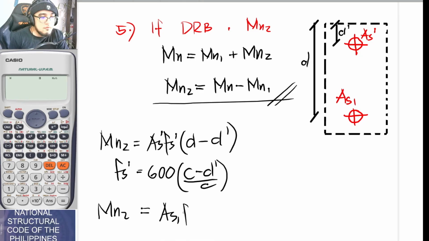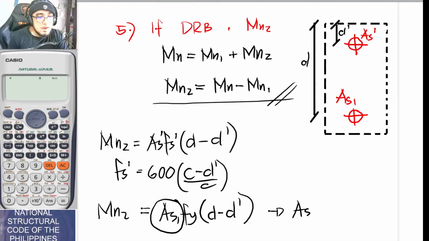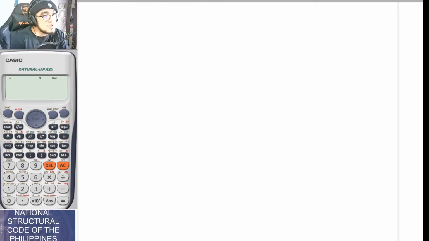As1 Fy. Guys, this is automatically Fy since we are deciding it as tension controlled. So it is tension controlled, automatically Fy. It will no longer be Fs. Okay, so multiply this by d minus d prime. As you can see here, you only have one unknown. So once again, we already have one unknown, and from this equation you can already solve for As1.